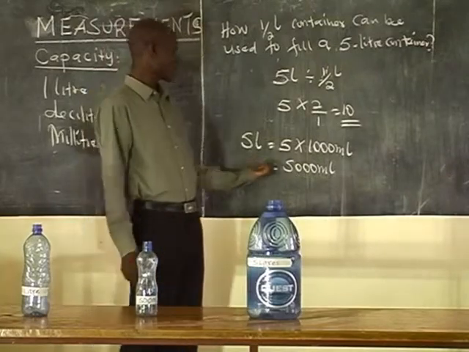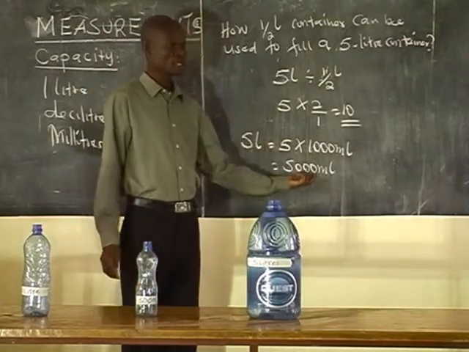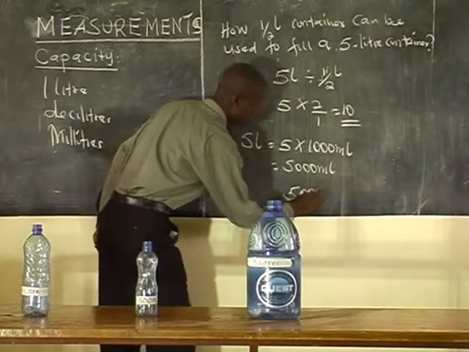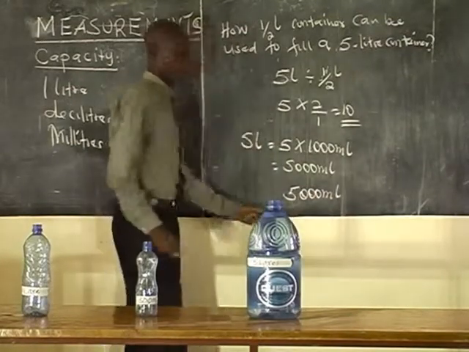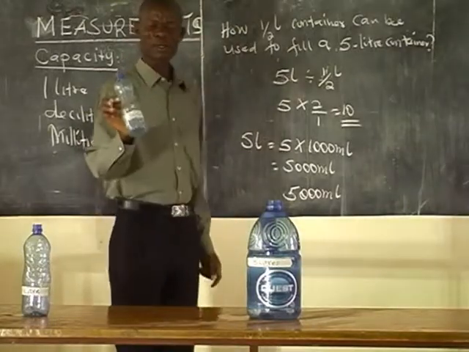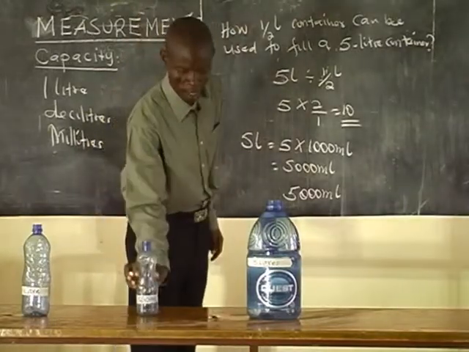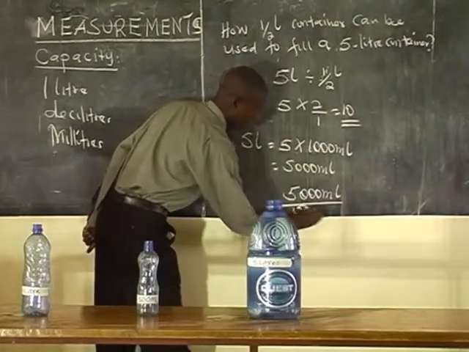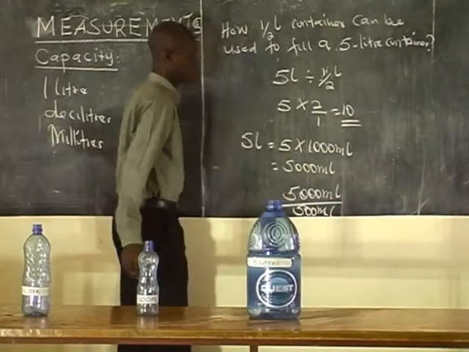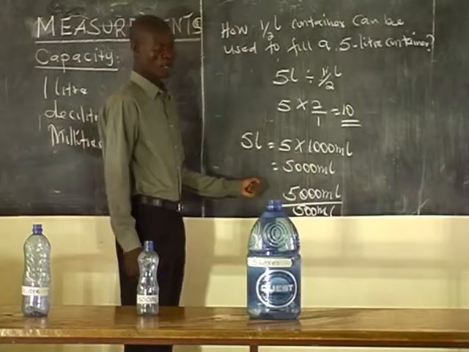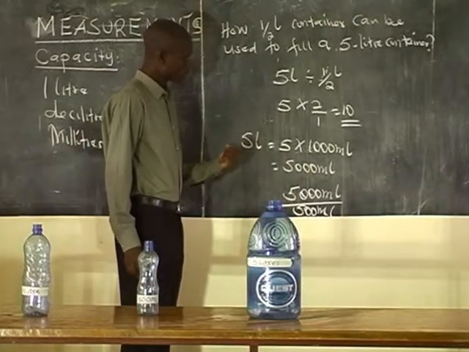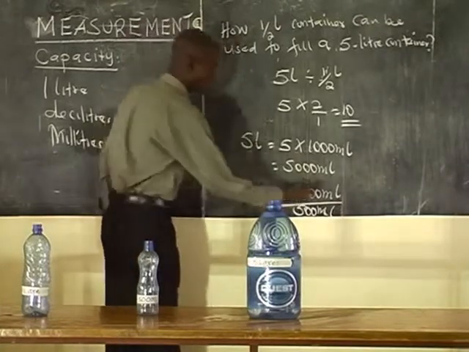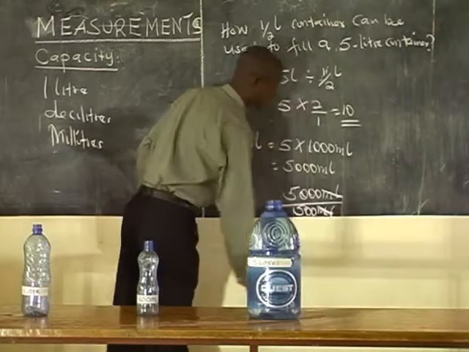Then after converting the 5 liters into milliliters, that 5000 milliliters will be divided by the capacity of the small container in milliliters, that is 500 milliliters. Remember, we are looking for the number of small containers that can be used to fill this bigger container. So in the first step, we cancel the milliliters out.